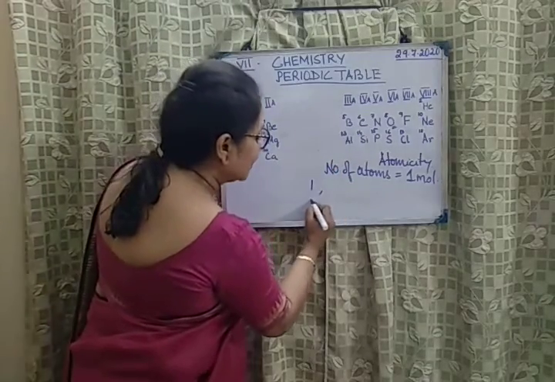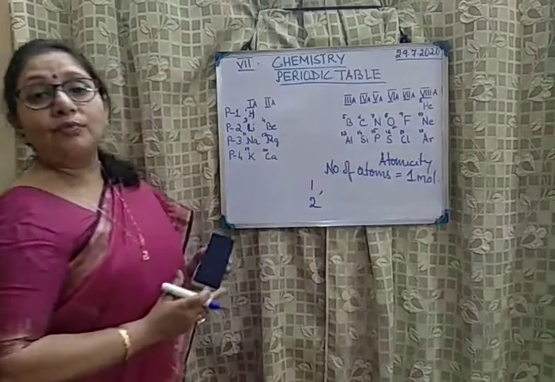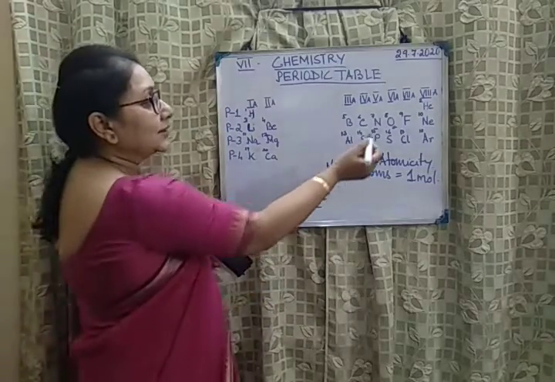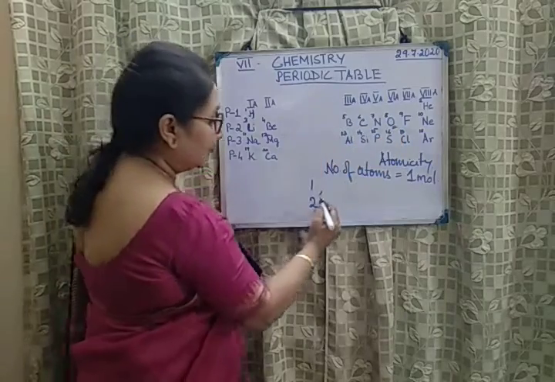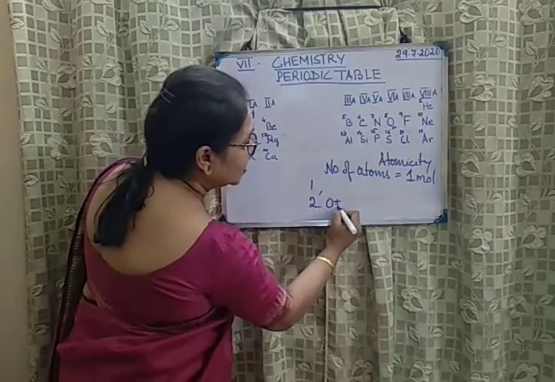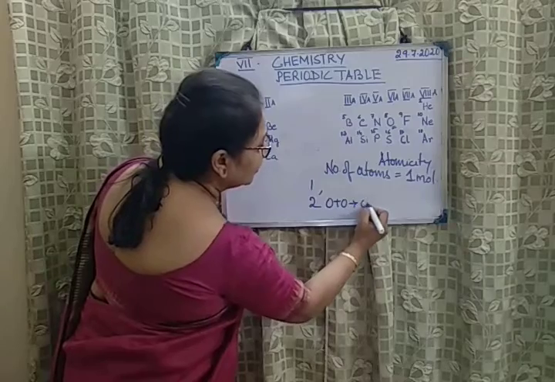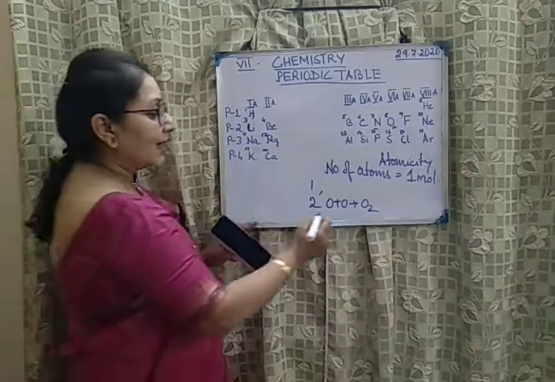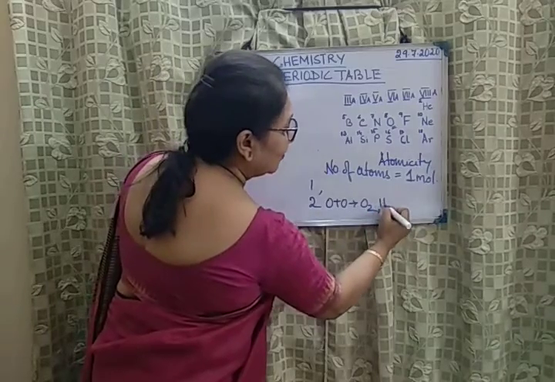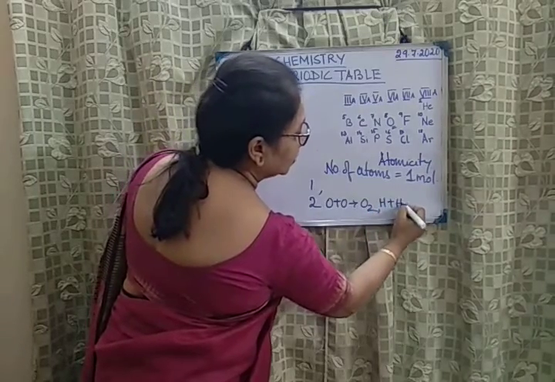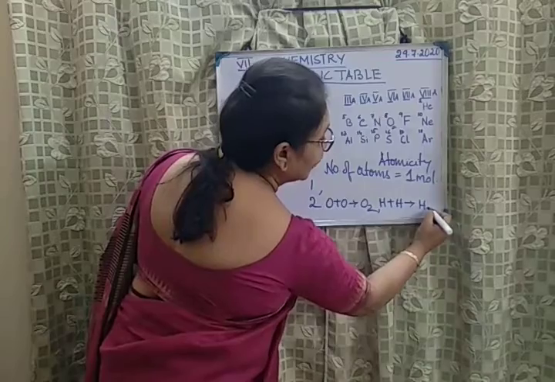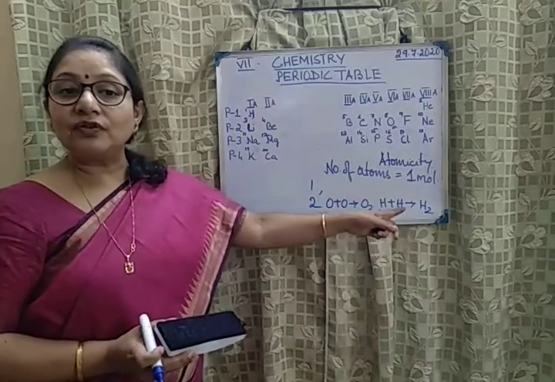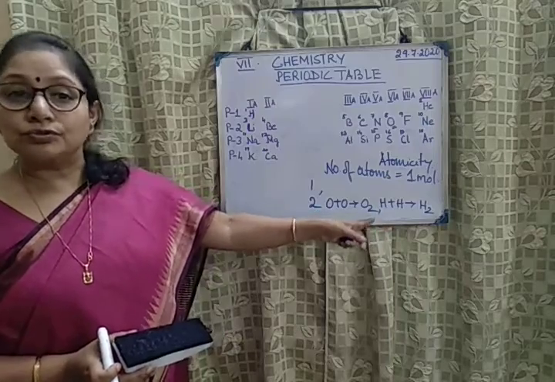Elements which have atomicity 2 include most of the elementary gases. You can consider any gas like oxygen. 1 atom plus 1 atom, we get the formula of the oxygen gas, that is O2. If you consider hydrogen, 1 atom of hydrogen plus 1 atom of hydrogen, we get the gas hydrogen, H2. So for these elementary gases, you will find atomicity is 2.